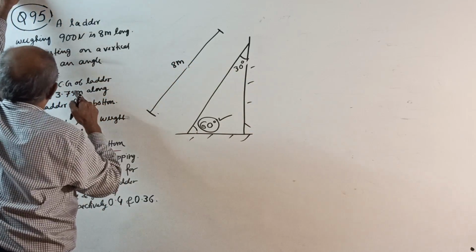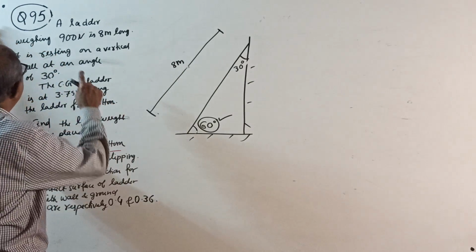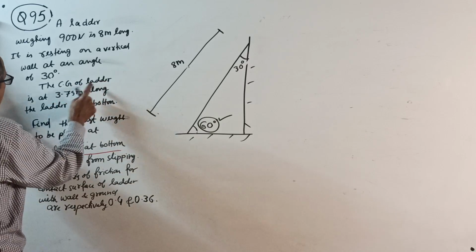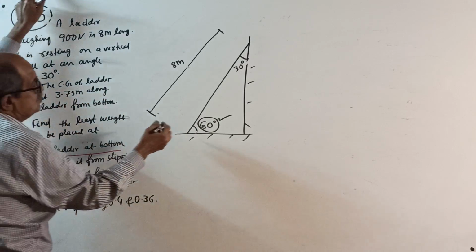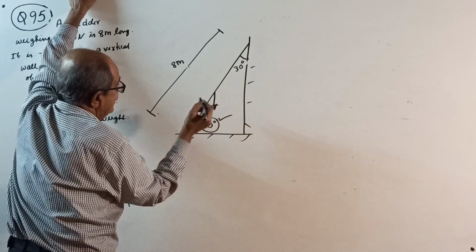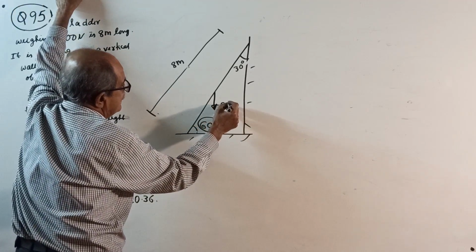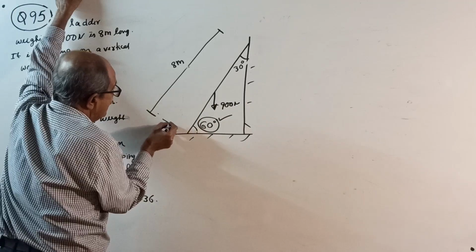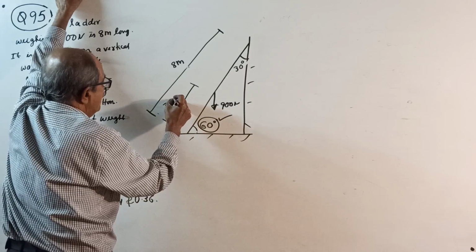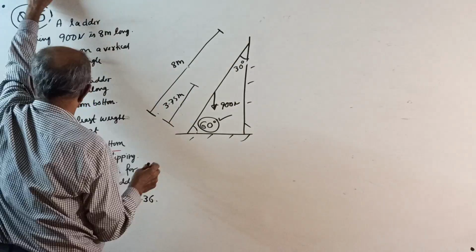And last time weight was given per unit length. Now weight of ladder is 900 Newton. But they told center of gravity of ladder is at 3.75. So therefore it is not midpoint. It is somewhere here, see. Somewhere here, it is how much? Weight is 900 Newton. So along the ladder, this point where weight acting is 3.75 meter. Okay, this is clear.